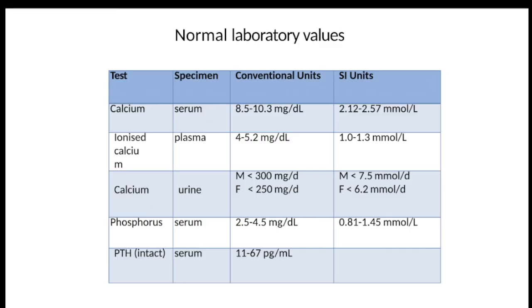So coming to the normal laboratory values for calcium, we usually take serum calcium values, and normally 8.5 to 10.32 or about 10.5 are the normal values in mg per dl. Ionized calcium is taken from about 0.9 to 1.3 millimole per liter, and for serum phosphate it is about 2.5 to 4.5 mg per dl. Intact PTH, we take the serum values as about 15 to 65 picogram per milliliters.